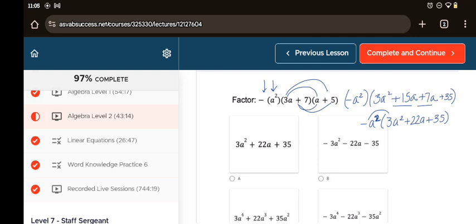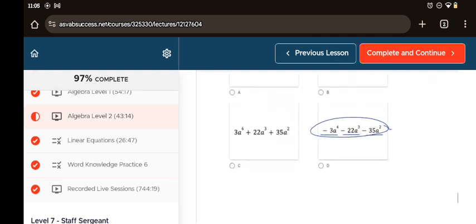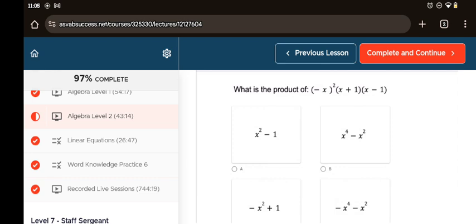Okay, now we can distribute. Negative a squared times 3a squared is negative 3a to the 4th. Negative a squared times 22a gives me negative 22a to the 3rd. That kind of looks like a 9. Sorry. A to the 3rd. There we go. And now negative a squared times 35 is negative 35a squared. So we're looking for negative 3a to the 4th, negative 22a to the 3rd, negative 35a squared. Our answer here is D. Okay, awesome. Let's keep going.